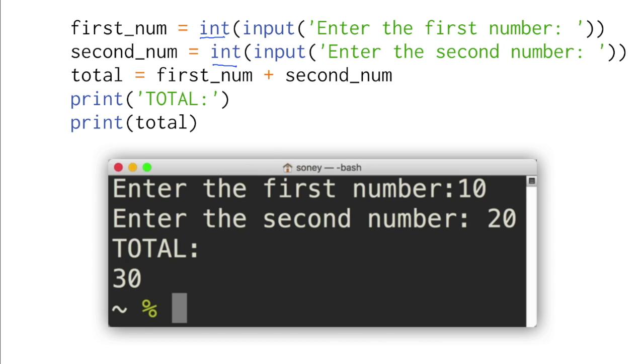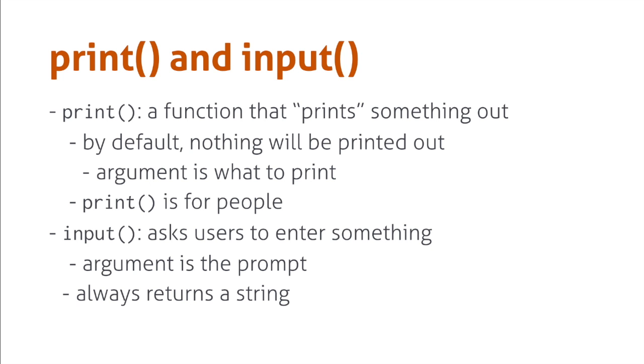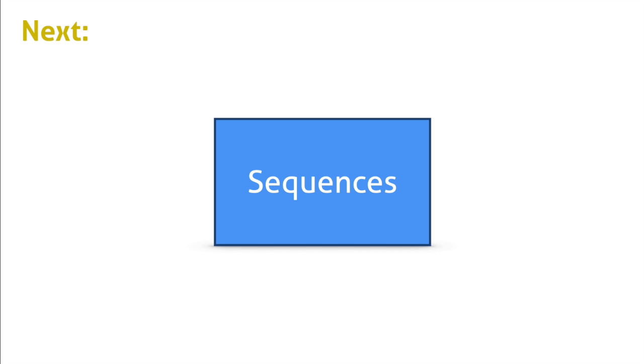So print is for people. It's a function that prints things out to the user. And input is kind of the reverse of print. Instead of printing something out to the user, it asks the user to enter a value. And the thing to remember about input is that it always returns a string, and if we want it to be a number, then we need to cast it to either an integer or a float.